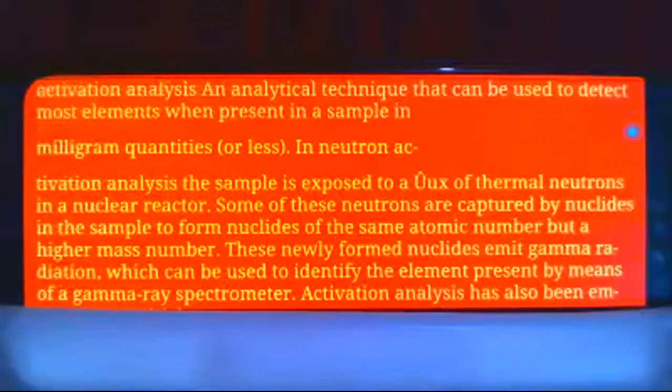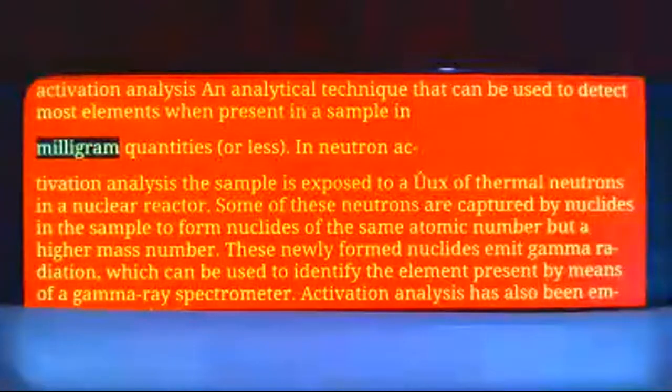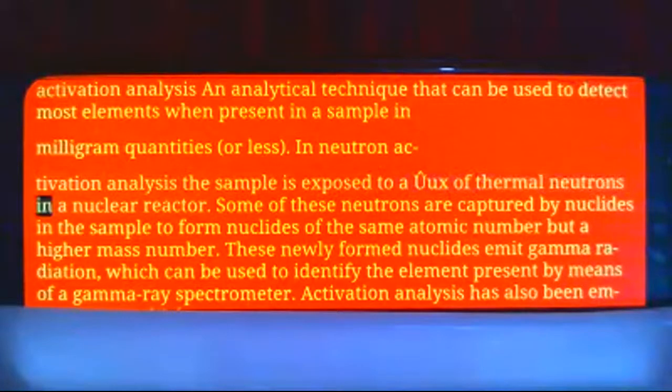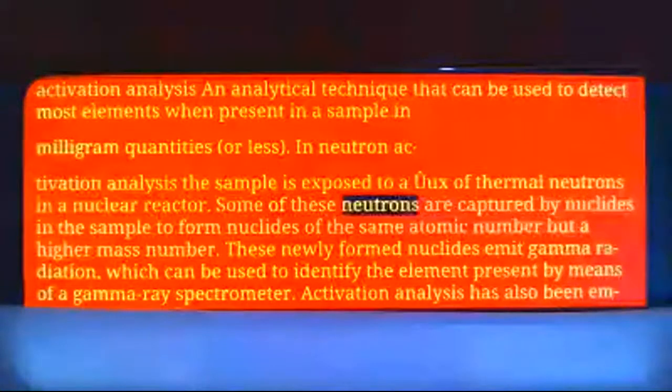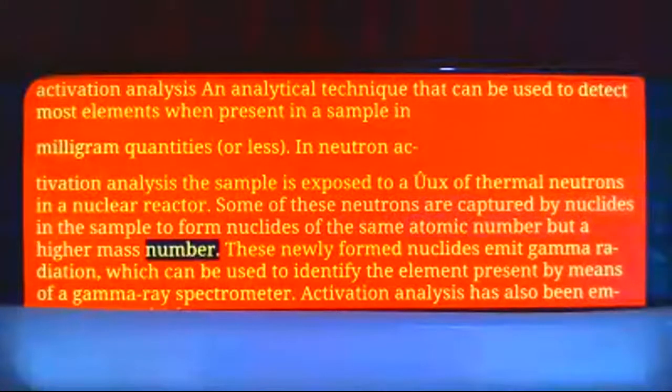Activation analysis, an analytical technique that can be used to detect most elements when present in a sample in milligram quantities or less. In neutron activation analysis, the sample is exposed to a flux of thermal neutrons in a nuclear reactor. Some of these neutrons are captured by nuclides in the sample to form nuclides of the same atomic number but a higher mass number.